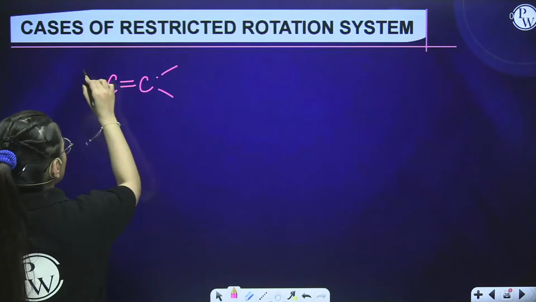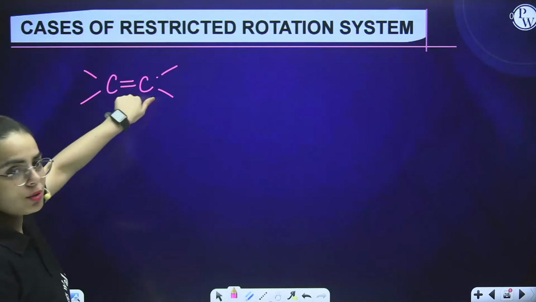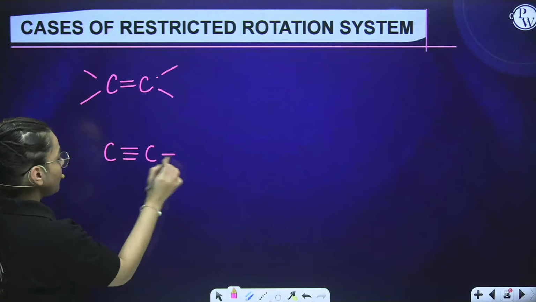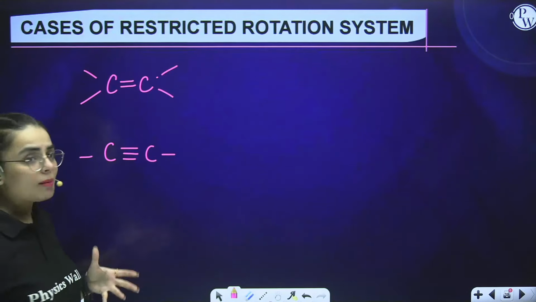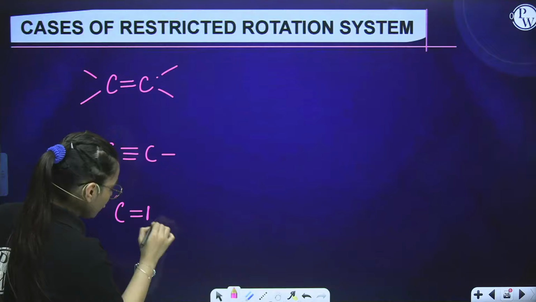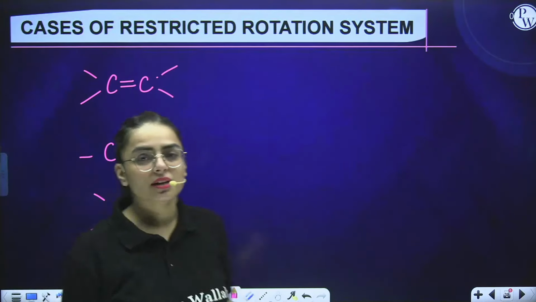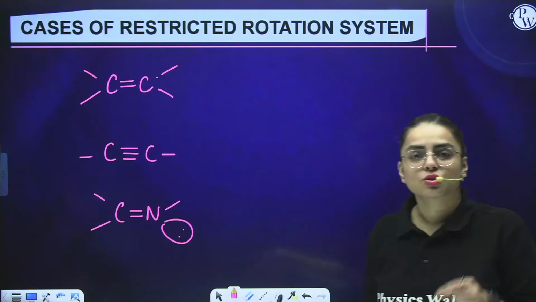This is the very first case because a double bond is there. It can't be rotated. It will break. Second case is a carbon-carbon triple bond. The third case is a carbon-nitrogen double bond. And over here, there is a lone pair of electrons. So here again, you can see the double bond case arises, so it will break.